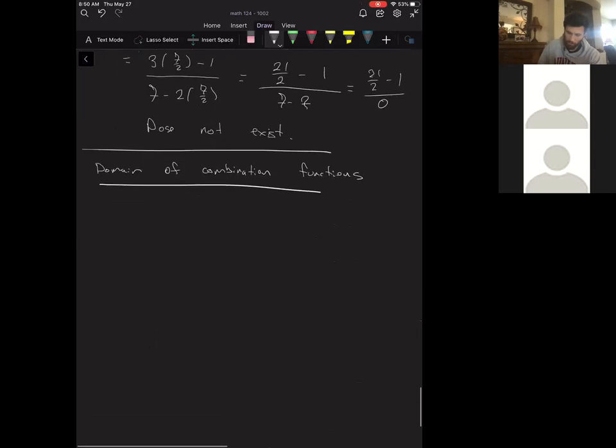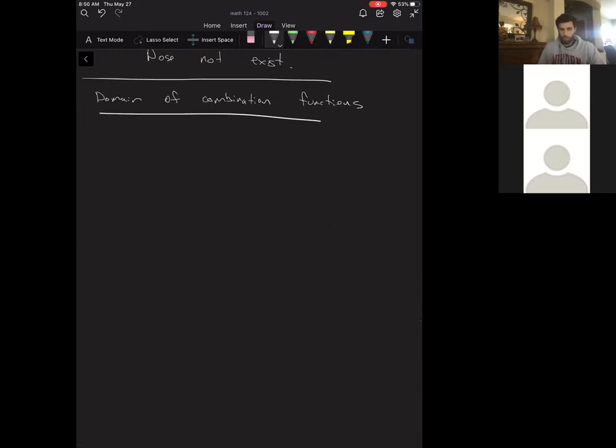Okay, so domain of combination functions. What we do is learn by an example. Say we have f of x is equal to 1 plus 1 over x, and g of x is equal to, how about 3x squared minus x. And now let's find the domain of the following. Let's start with just f plus g of x.